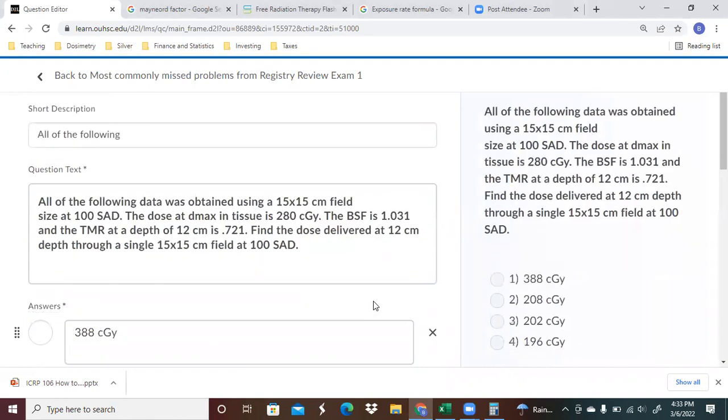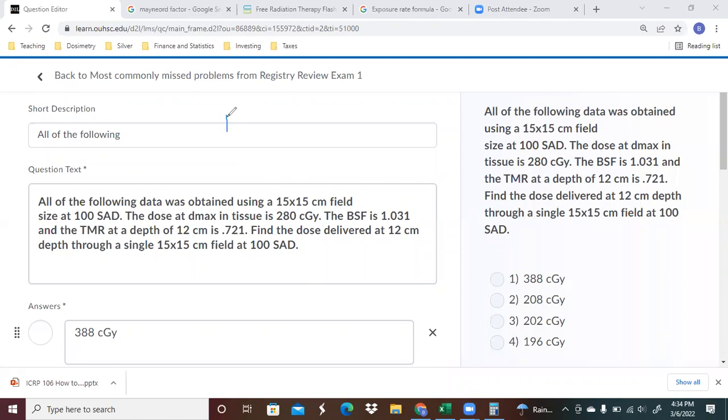So all of the following data was obtained using a 15 by 15 cm field size at 100 SAD. Dose at Dmax in the tissue is 280. The backscatter factor is 1.031, and the TMR at a depth of 12 is 0.721. So find the dose delivered at 12 cm depth through a single 15 by 15 field at 100 SAD. So the SAD is going to be fine. That doesn't change. So how do we determine this?